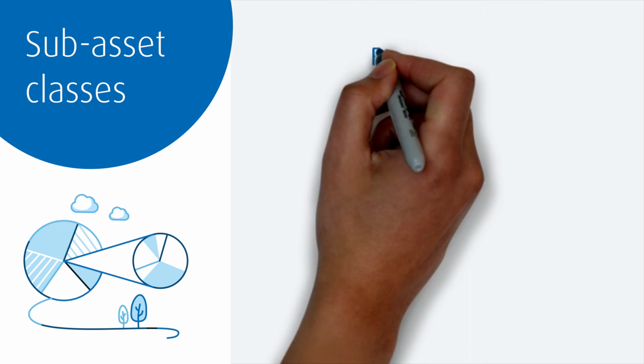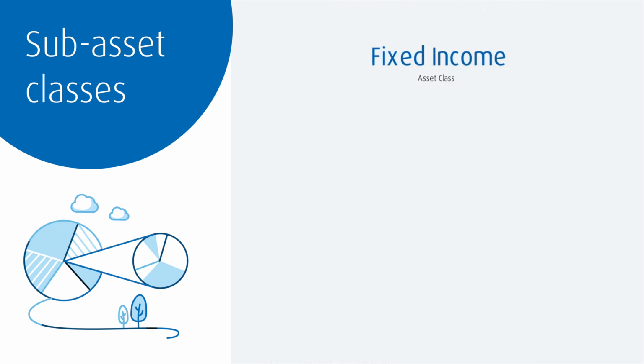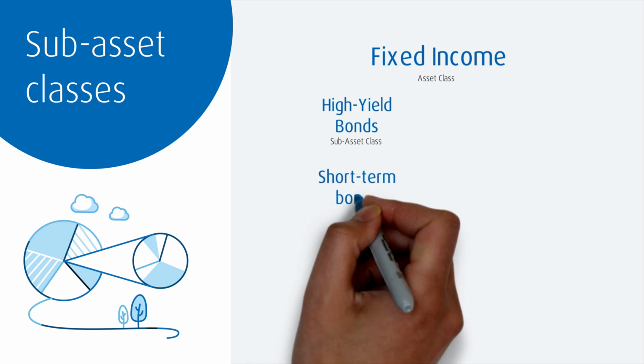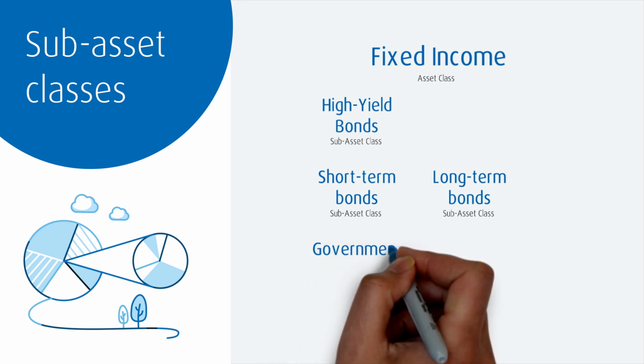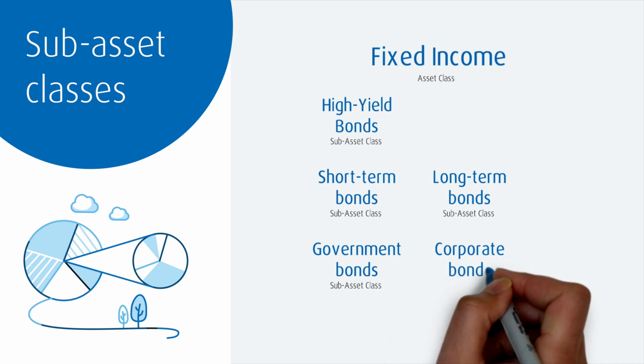There are also sub-asset classes for fixed income. Some examples would be high-yield bonds. These pay a higher rate of interest, but that's because they carry more risk. Another differentiation is short-term bonds versus long-term bonds. Longer-term bonds are more sensitive to changes in interest rates than short-term bonds. You could also have government bonds versus corporate bonds.